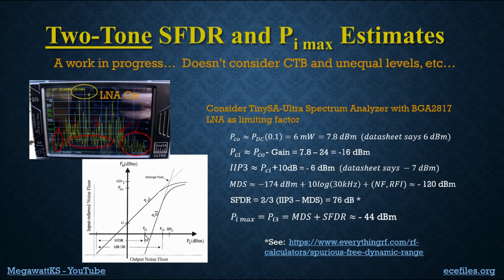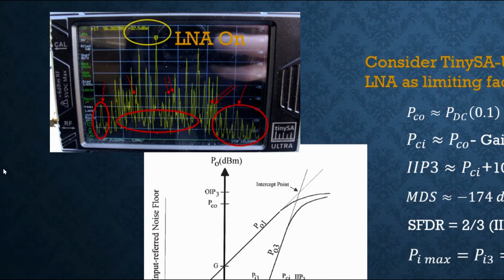So PI3, the magic that we want to get, the input signal maximum level before we generate intermods, if we happen to have two signals at exactly the same level, would be the MDS plus the spurious free dynamic range, which comes out to minus 44 dBm. Whew! All right, now look at this spectrum.